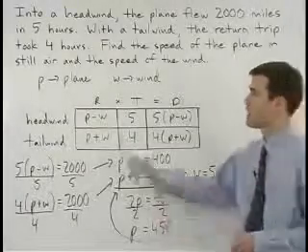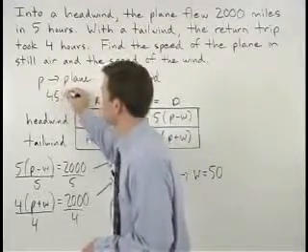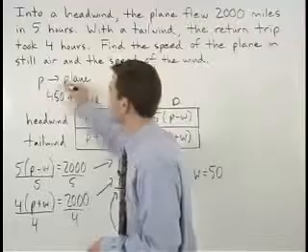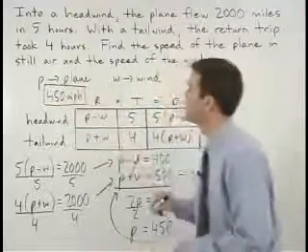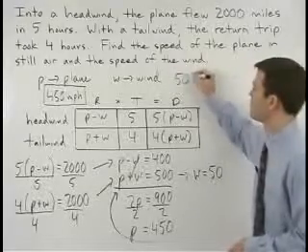So the speed of the plane is 450 miles per hour, and the speed of the wind is 50 miles per hour.